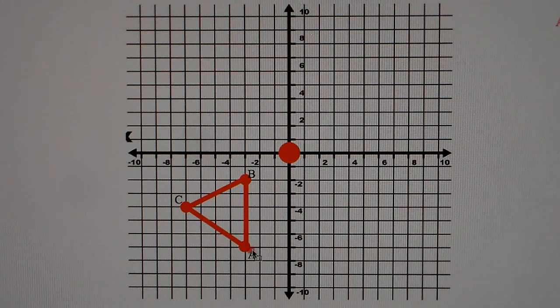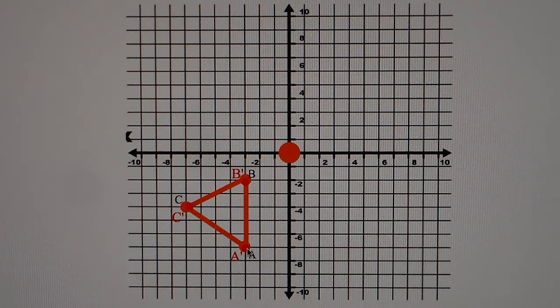When we rotate B 360 degrees, we land in the same spot. So B and B prime are the same. When we rotate A 360 degrees, we land in the same spot. So that's going to be A prime, right there. C, rotate 360 degrees around that circle, we land in the same spot. Turns out we have the exact same triangle, A prime, B prime, and C prime.